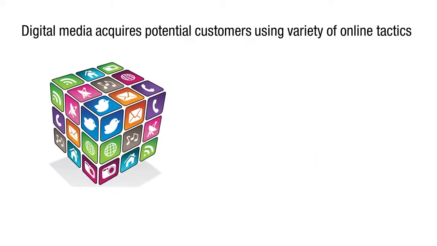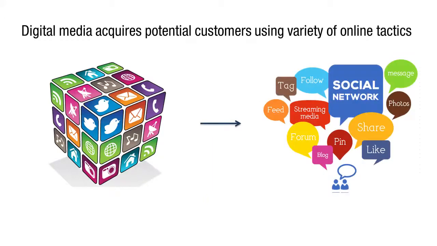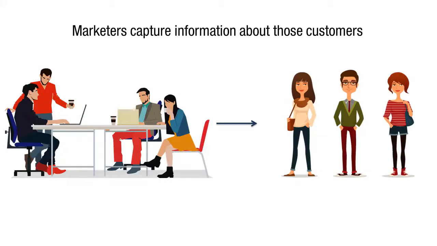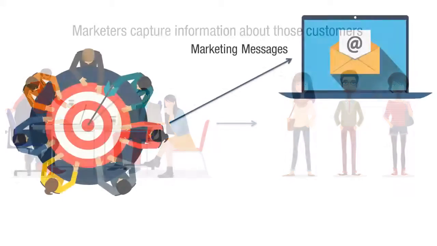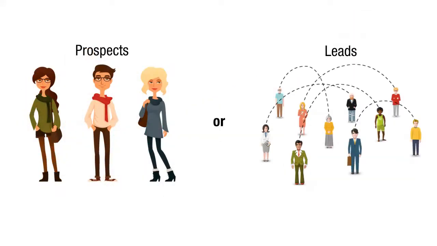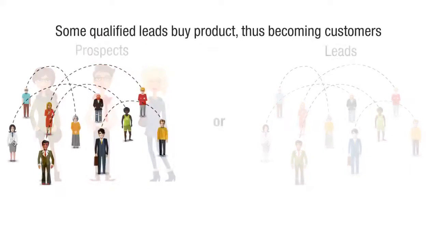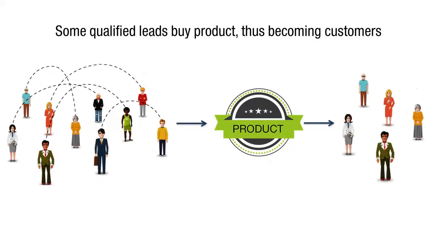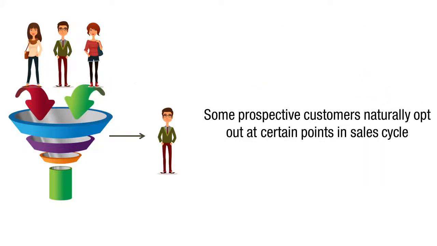Digital media reaches out broadly and acquires potential customers using a variety of online tactics. Marketers then capture information about those customers and begin to target them more effectively with marketing messages and other digital marketing initiatives, and many become qualified prospects or leads. Eventually, some of the qualified leads buy the product, thus becoming customers. However, the leaky funnel shows that some prospective customers naturally opt out at certain points in the sales cycle.